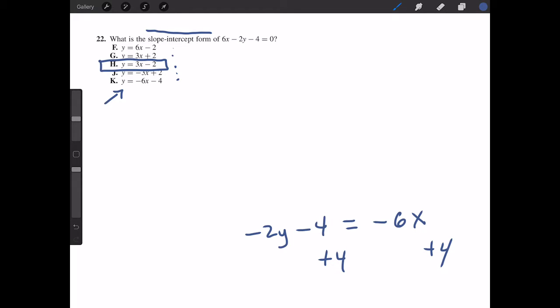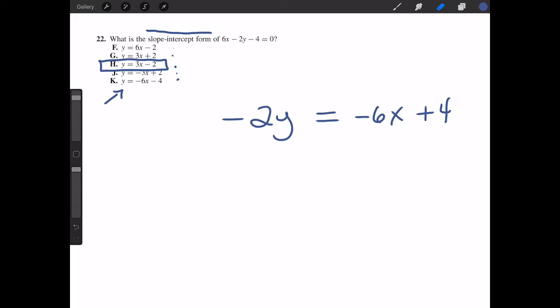You would then probably want to add 4 to both sides. So that way you end up with negative 2y on the left because the subtracting 4 and the adding 4 cancel each other out. And then this is going to be equal to negative 6x plus 4.